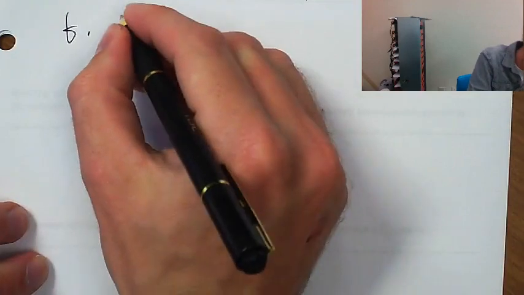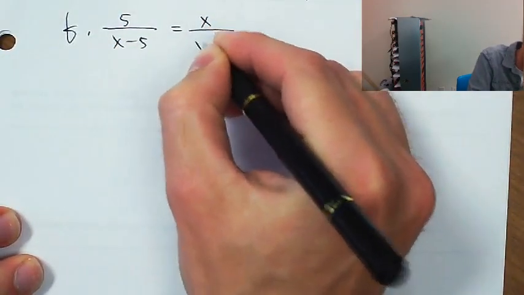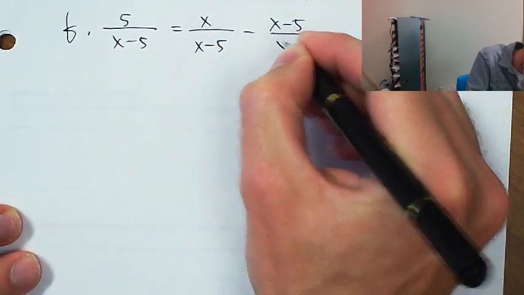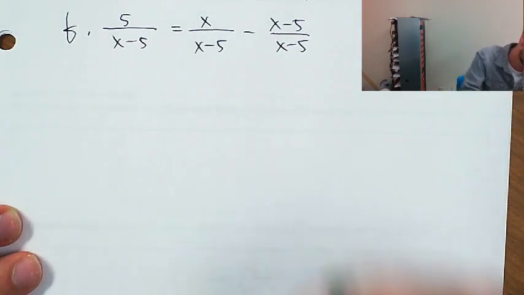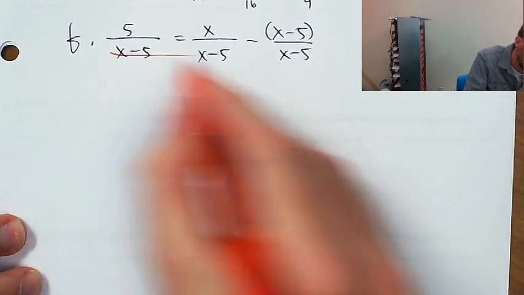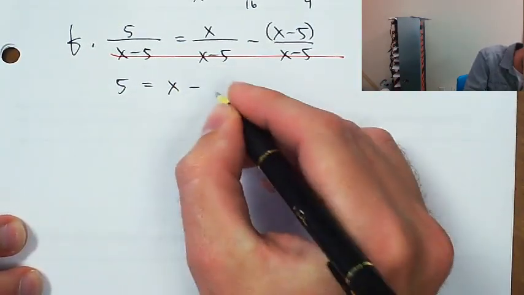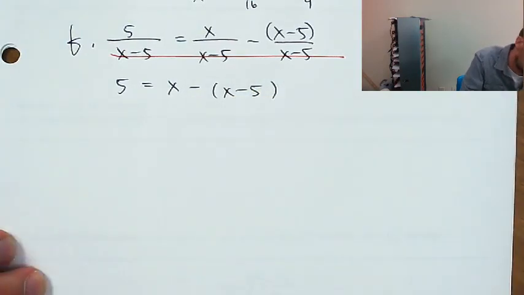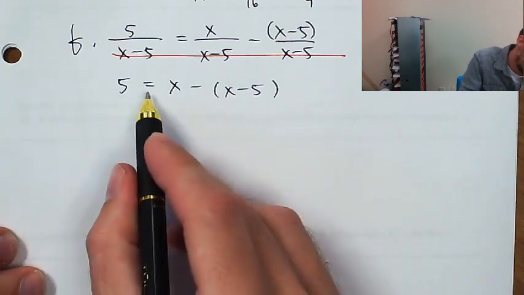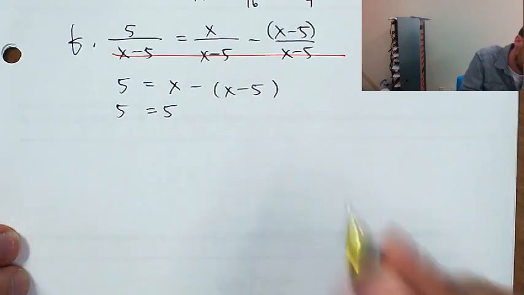All right, 5 over x minus 5 equals x over x minus 5 minus 1. Well, I'll just call 1 x minus 5 over x minus 5. We are going to need to be careful when we subtract that after clearing out the denominator. But I'll have 5 equals x minus 5. Oh, this is a good one. So 5 equals x minus x plus 5, so that's saying 5 equals 5.